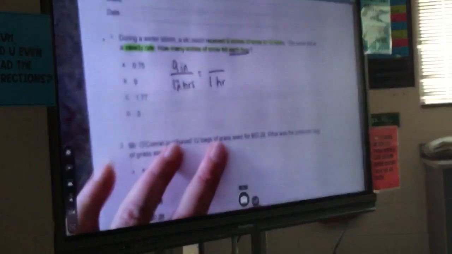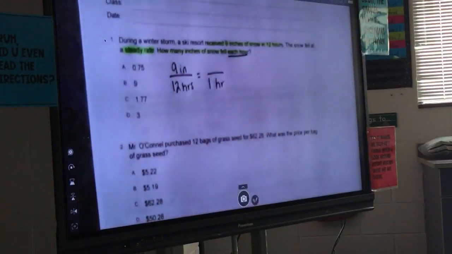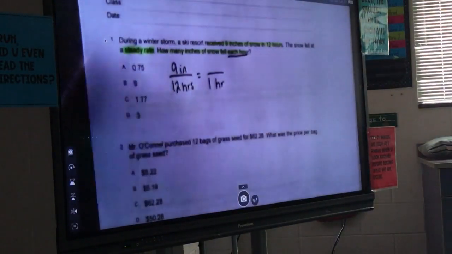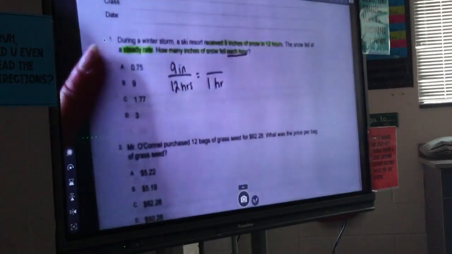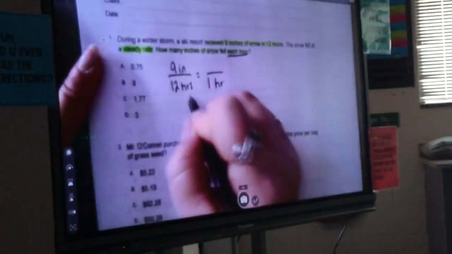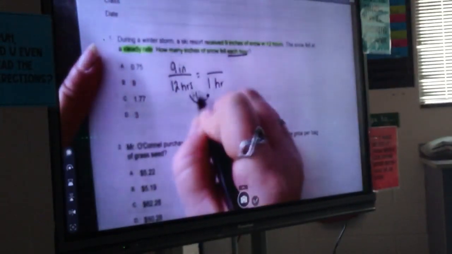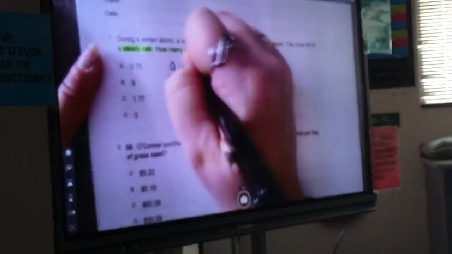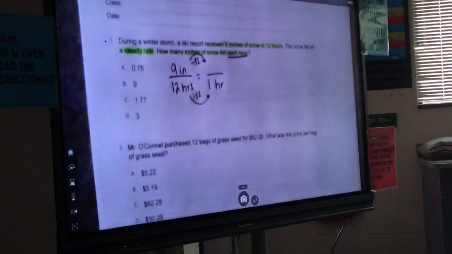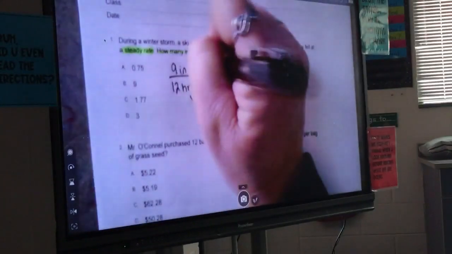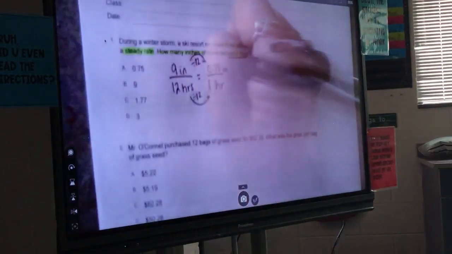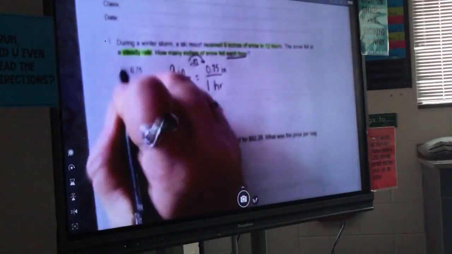So what do I do here? Samantha: Divide 9 inches by 12 because you did it to the bottom. Okay, so divide 12 on the bottom, so I'm dividing by 12 on the top. You are going to get a decimal when you do this, and that is fine. So the rate per hour is 75 hundredths of an inch per 1 hour. So the correct answer for this one is A.